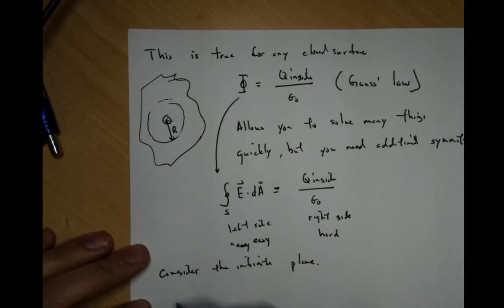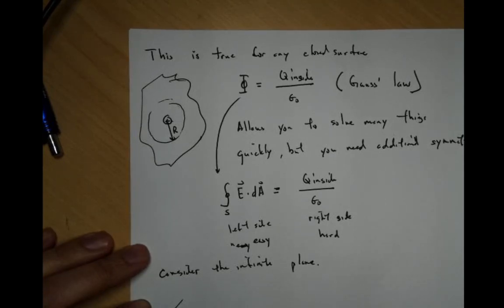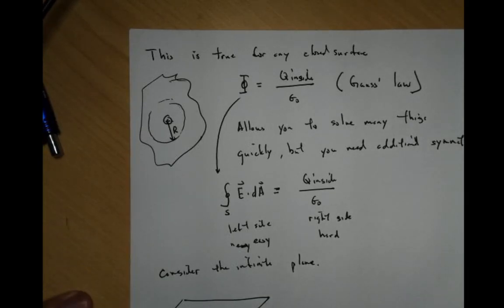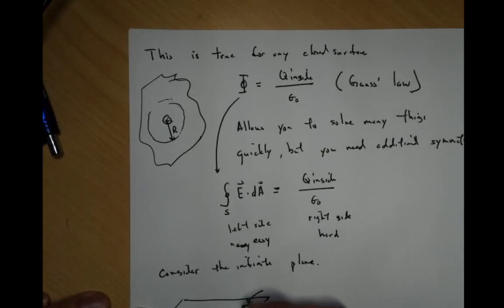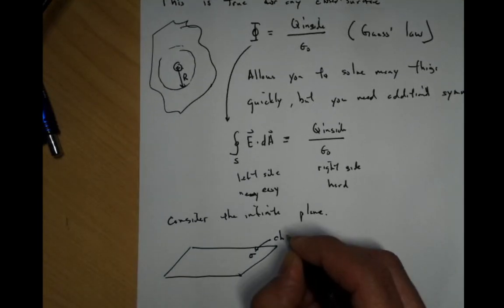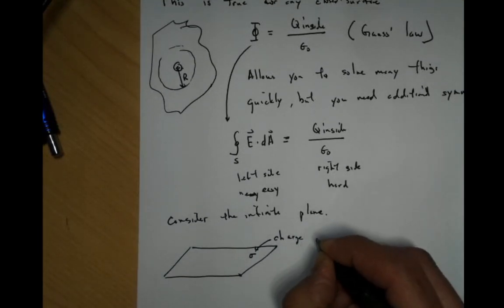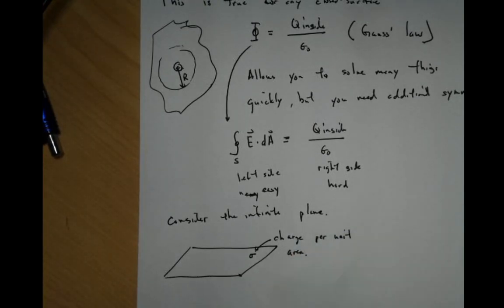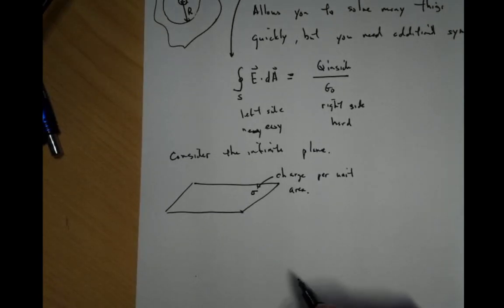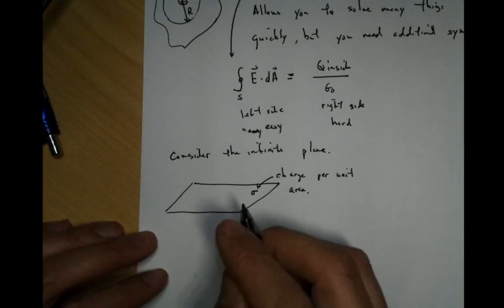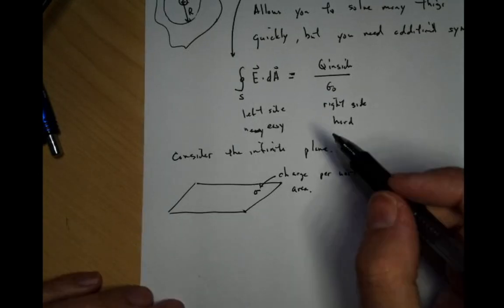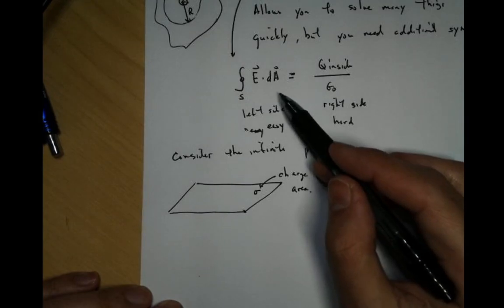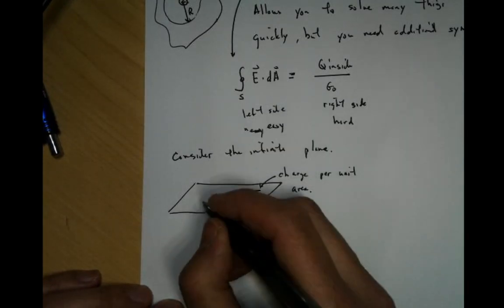So let's imagine I have a plane here. That's my plane, and the infinite plane goes in infinite directions, and it has some charge per unit area, sigma. In that case, I have to decide what my surface is going to be. Remember I said there's the easy part and the hard part. We have to choose this judiciously so that it is easy. So here's an easy example.